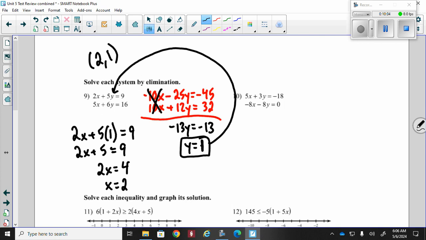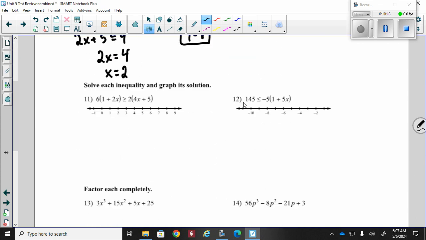So the answer for question number 10 is -9, +9. So -9, +9. There we go. All right, solving for inequalities. Again, we have parentheses, so we have to distribute.